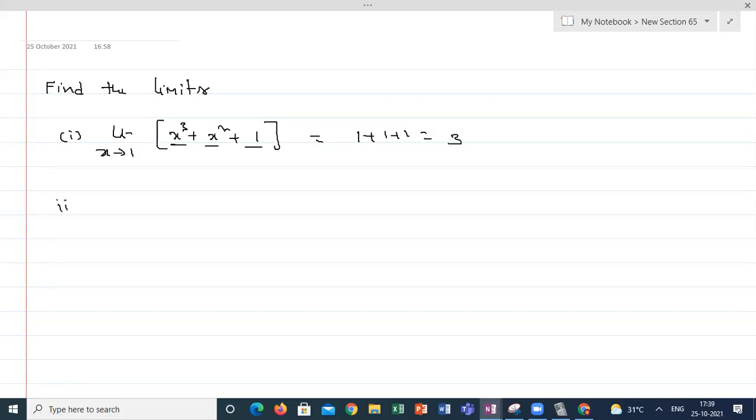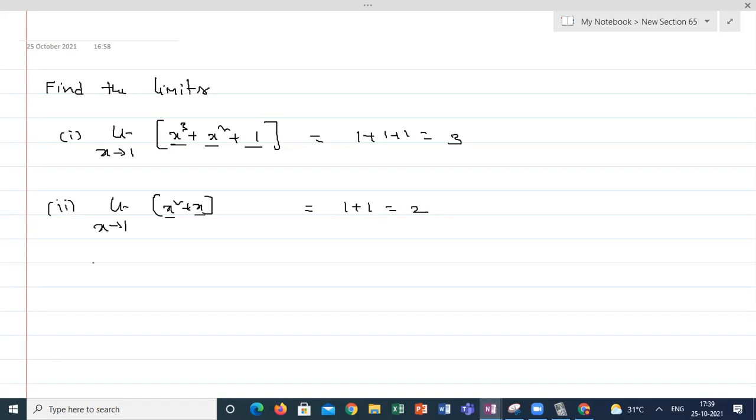Yes, sir. Second question. Limit x tends to 1, x square plus x. What is the answer? No need to check here because x square is a polynomial function and x is a linear function. We already proved both limits exist from minus infinity to plus infinity. So 1 plus 1 is the answer. Correct?